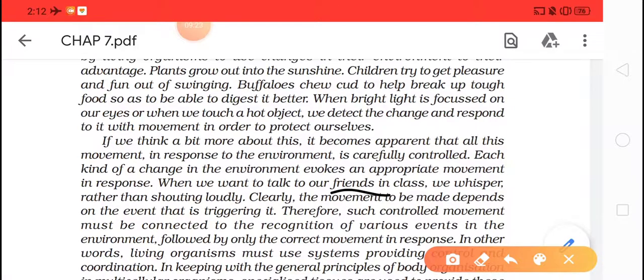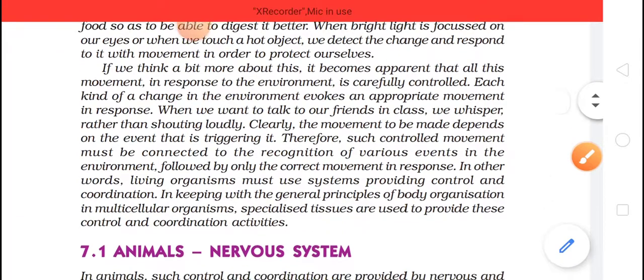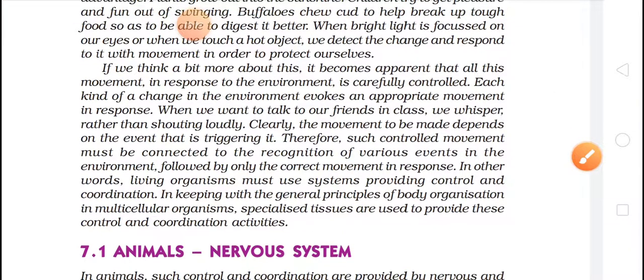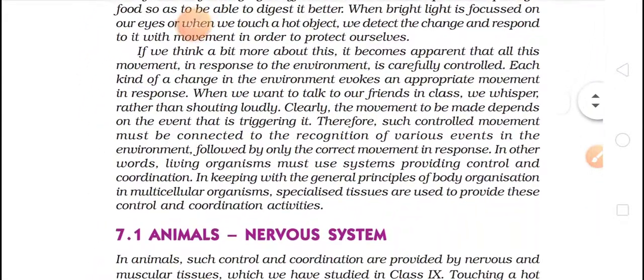Yes, let's move further. So whatever things we are doing, it's all connected. In other words, living organisms must use a system providing control and coordination. In keeping with the general principles of body organization in multicellular organisms, specialized tissues are used to provide these control and coordination activities.